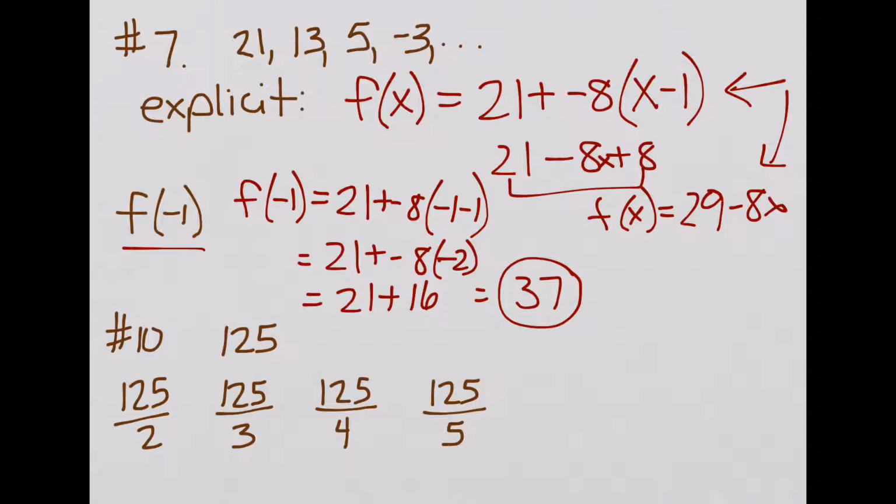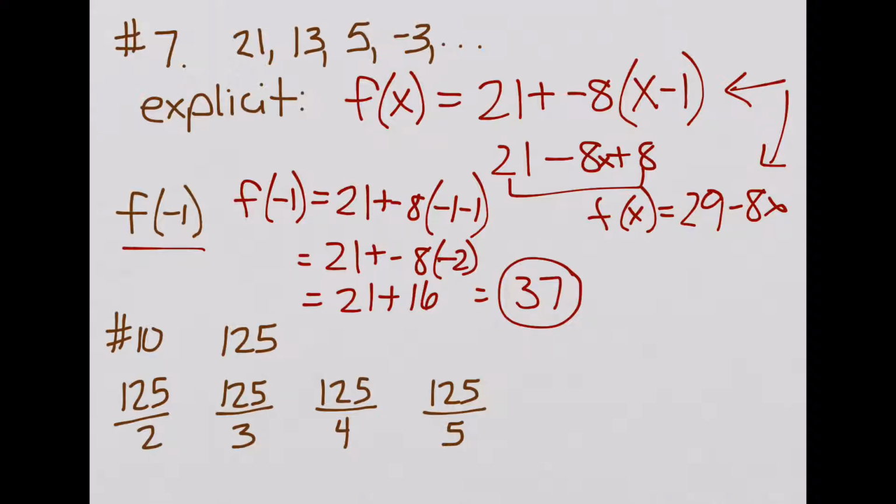And I know that doesn't make any sense for a geometric sequence, but when we're talking about exponential relationships, it does make sense that we could go backwards and have a negative 1 term or a 0 term or a negative 10 term, something like that.